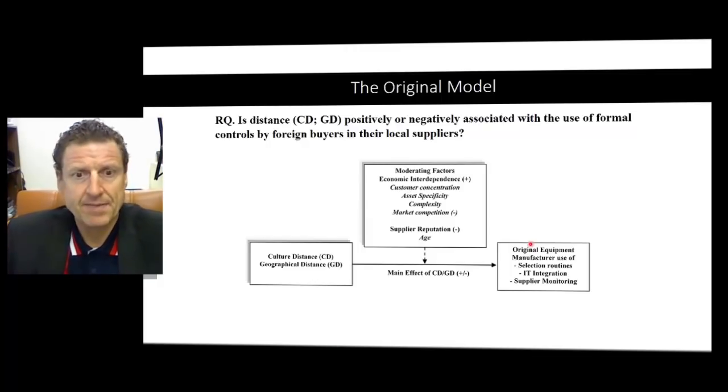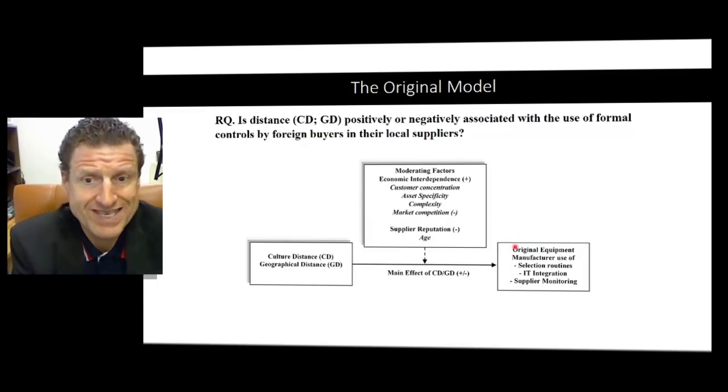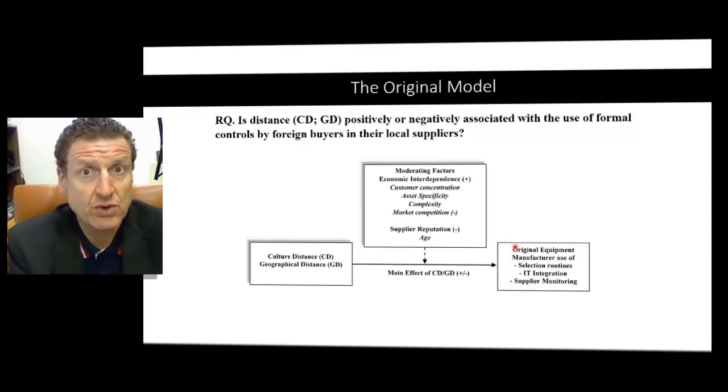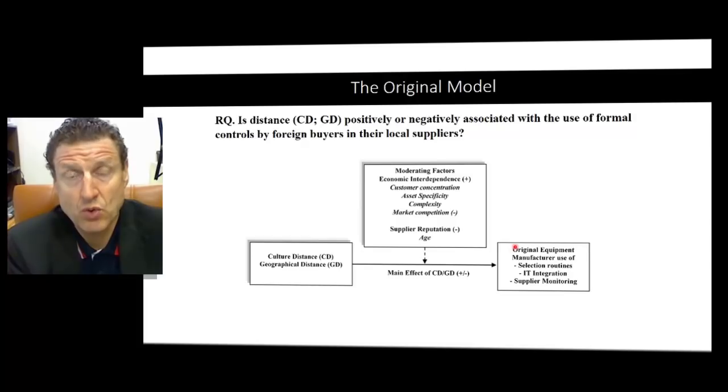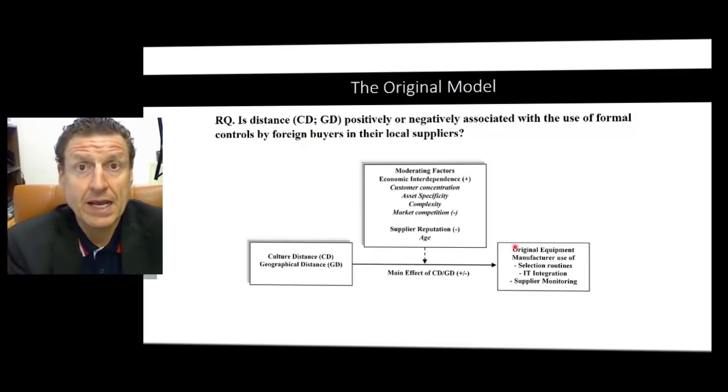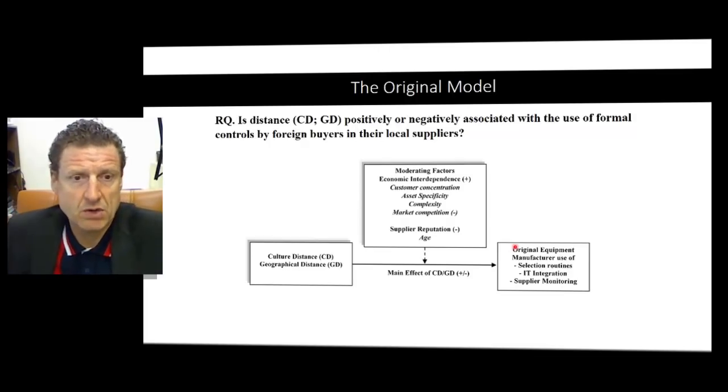What is it in this case? In this case, we are looking at the dependent variable, whether and how original equipment manufacturers use selection routines, IT integration, or supplier monitoring to control their suppliers in distant countries. And we're actually looking at the independent variable, that is culture distance and geographical distance, as very important constructs that may drive the amount of control that a particular OEM manufacturer may want to have over its suppliers in the supply chain.